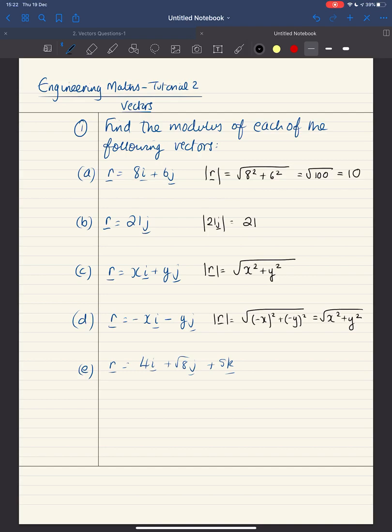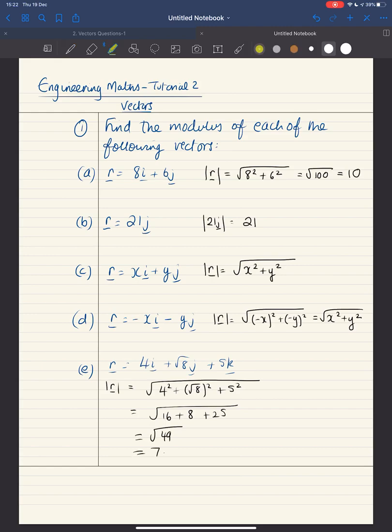And then this final one here for E, the modulus of this vector is the square root of 4 squared plus root 8 squared plus 5 squared, the square root of 16 plus 8 plus 25, which is the square root of 49, which is 7. Okay, so those are the answers there, 10, 21, there, and there.